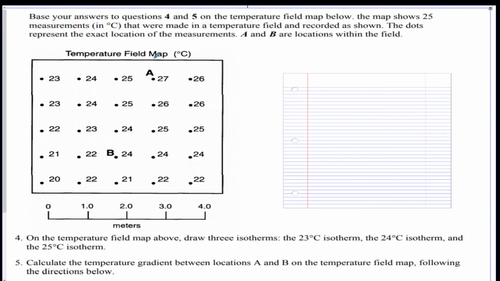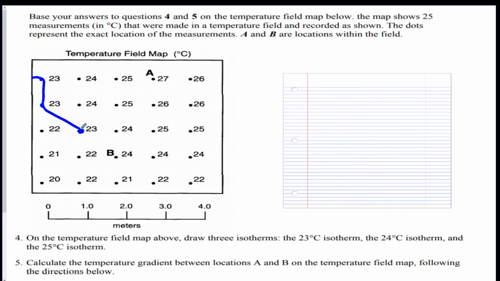All right, number 4. On the field map, draw 3 isotherms: 23, 24, 25. Okay, we're going to do this one a little quicker. Let's start with 23. We're going to start from the edge of the paper, grab the first 23, get the second one. Try to go through the dots if you can.